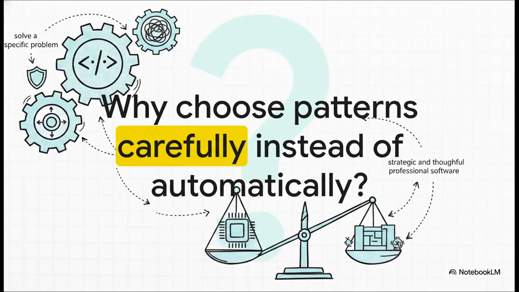As we wrap up this explainer, I want to leave you with this to really chew on. Why should patterns be chosen carefully to solve a specific problem, rather than just being added automatically to your code as some sort of checklist? Think about the trade-offs we discussed, the cautions, and the true underlying purpose of software architecture. Writing professional software isn't just about typing code, it's deeply strategic and thoughtful.